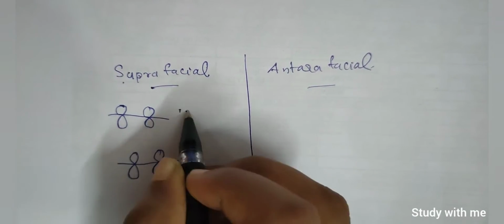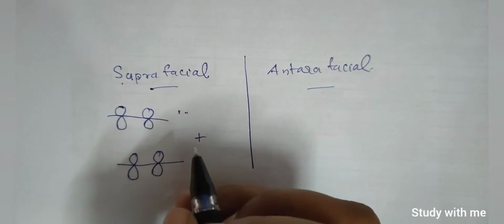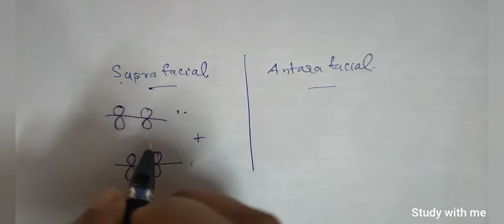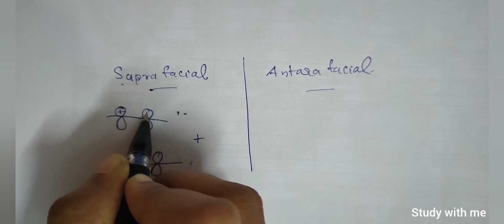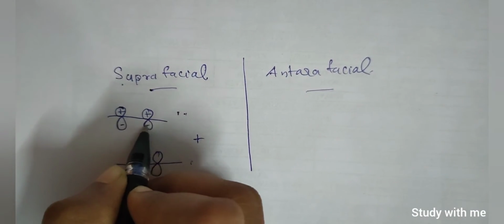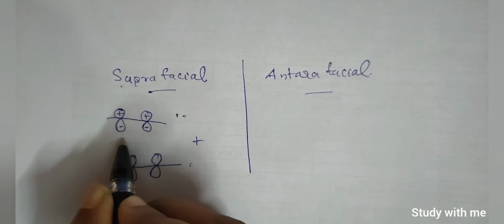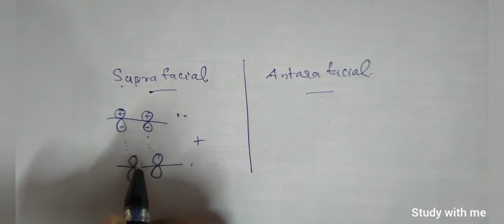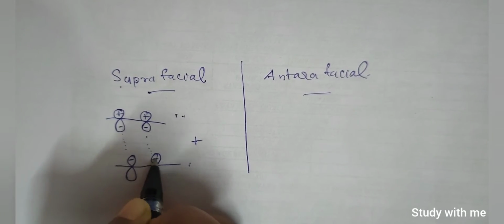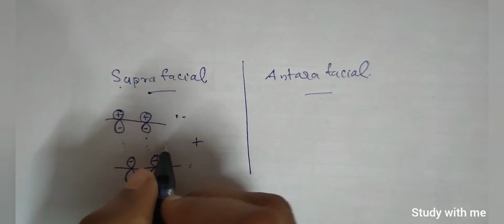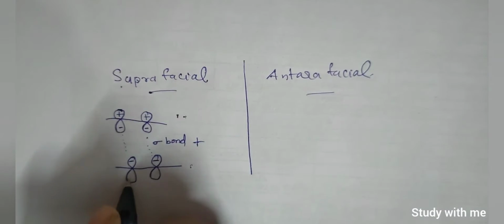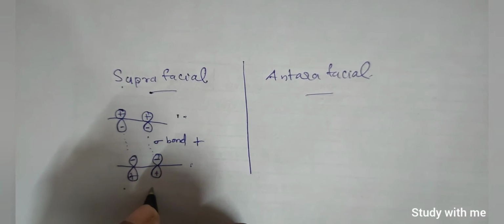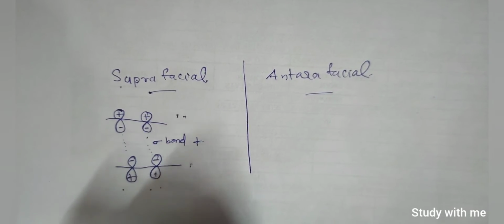So these two will be added by cycloaddition reaction. In the suprafacial, the first one will have here positive and here positive, here negative and negative, and here the bond formation will take place. So this will be negative and this will be negative. So here we can have a sigma bond. This is the suprafacial addition reaction.